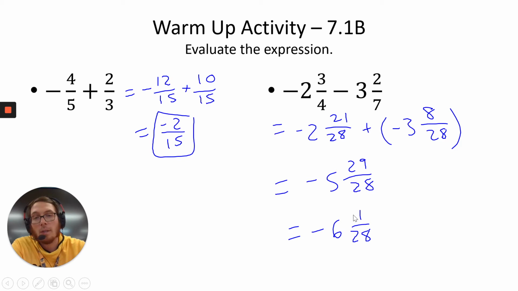However, we need to make that one more in the whole because 29 is larger than 28, so we take 28 28ths and make it another whole, which would make it 6 and 1/28. And don't forget it's negative here because you have a negative number minus another number, or a negative number plus another negative number if you do keep change.